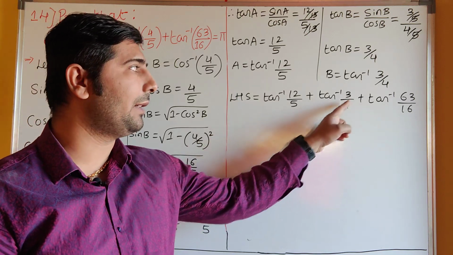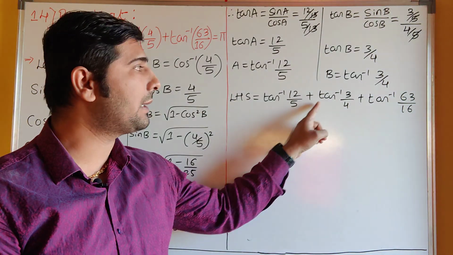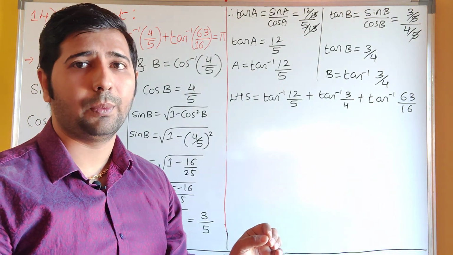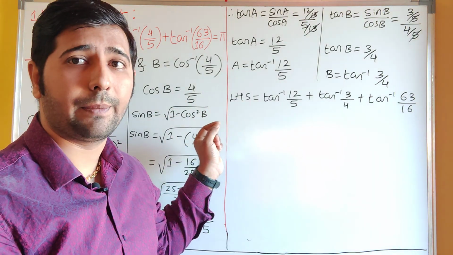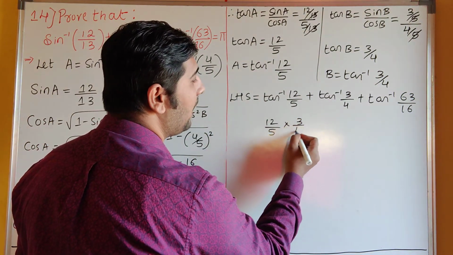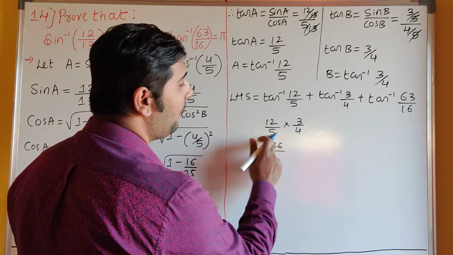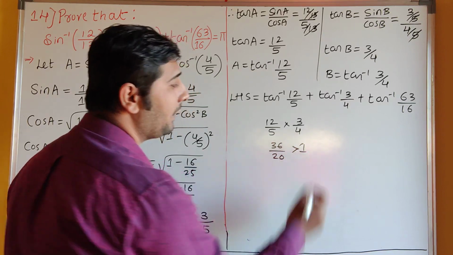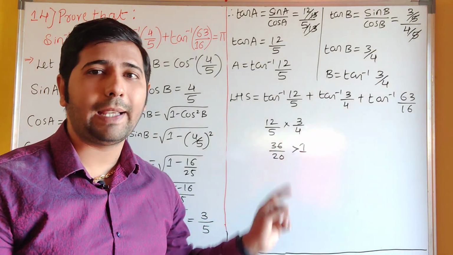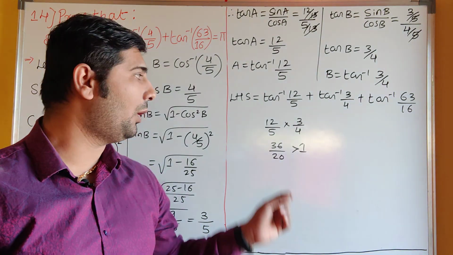Tan inverse 12 by 5, tan inverse 3 by 4. Clear? This is looking like how? Tan inverse x plus tan inverse y. Then what formula we can apply? Just now I had discussed with you before starting this solution. Clear? So x into y. X value is what? 12 by 5. Y value is what? 3 by 4. Clear? So how much it will give? 12 3s are 36, 5 4s are 20, which is obviously greater than 1. Yes or no? This value will give greater than 1. If my x into y is greater than 1, what property I have to apply? I had already told you. So I will erase this.